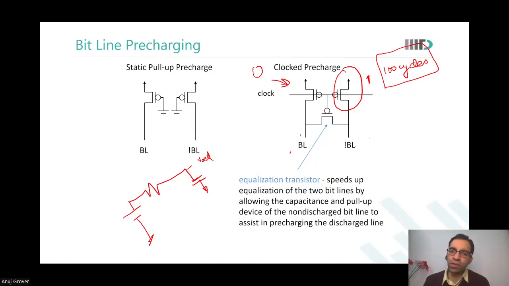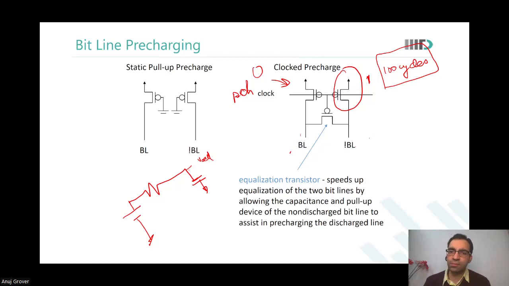So this clock would go in all the cycles. In all active cycles, this precharge would be turned off. This is the precharge clock, let us say. So this precharge clock has to come in every active cycle, whether it is a read or a write.